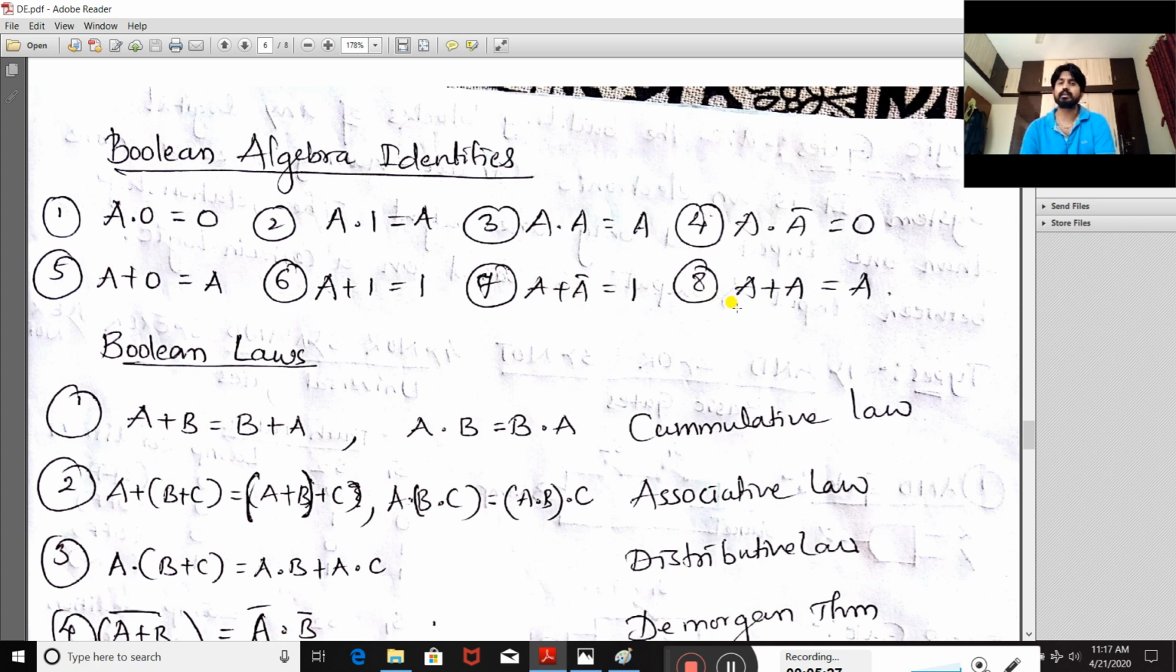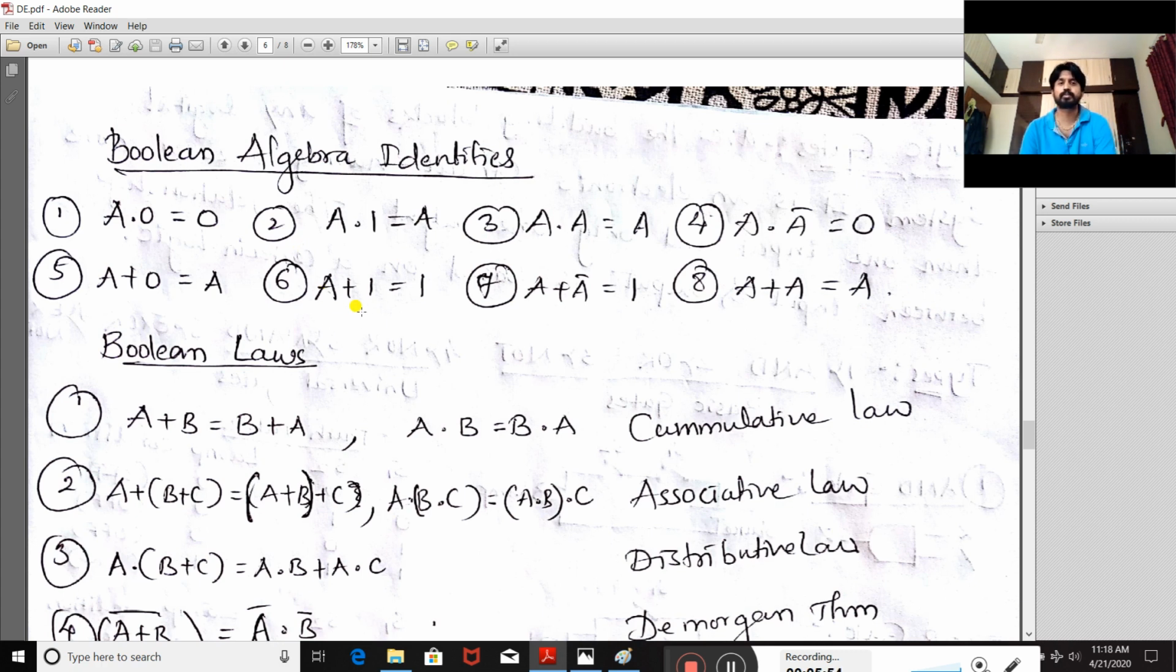Then the eighth one is A plus A is equal to A only. That means suppose A is 0, so 0 plus 0 is also 0, that means 0 is what? It is A. If A is equal to 1 and this is also A which is 1, 1 plus 1 is 1 only, so 1 is what? It is A only.